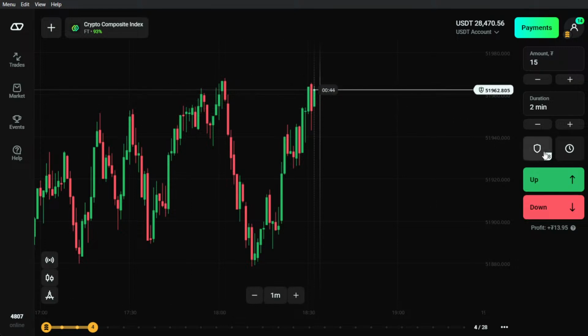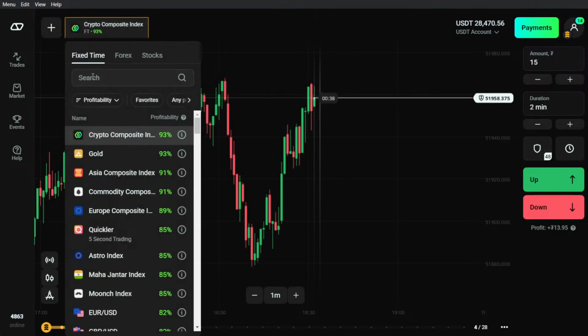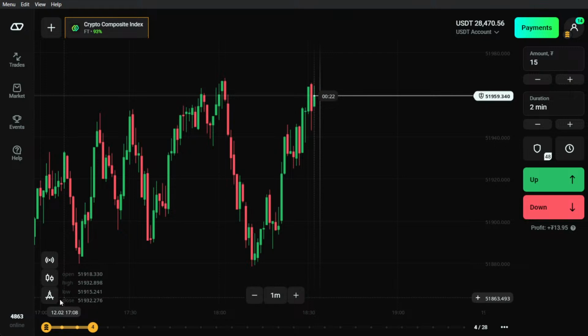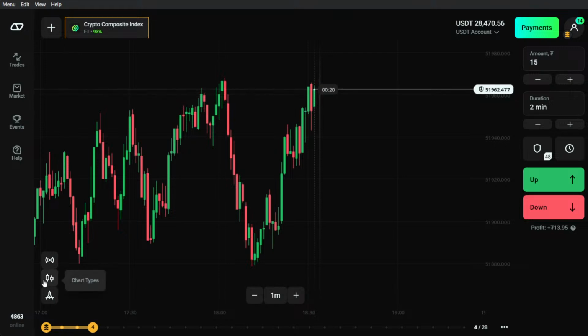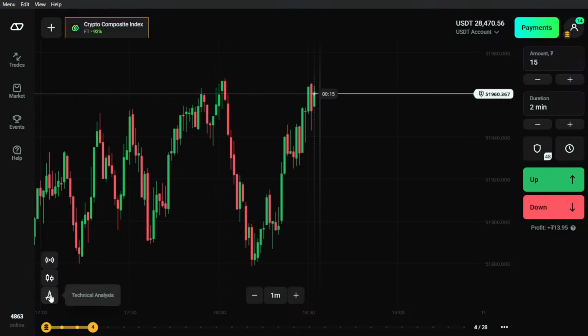Okay, we have our risk-free trades in place, and when you click on the name of the asset, a list opens up with fixed time, forex and stocks trading. Now you can either trade on fixed time, forex or stocks. I prefer trading in fixed time, and that's why normally you would see me trading here. On the graph itself we see three options, where you can change the chart types. We have a signal option and we have a technical analysis section.